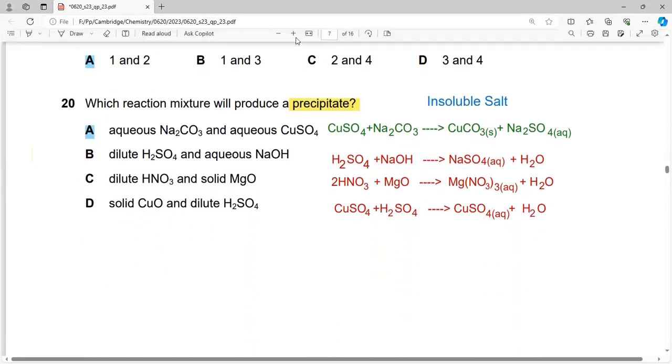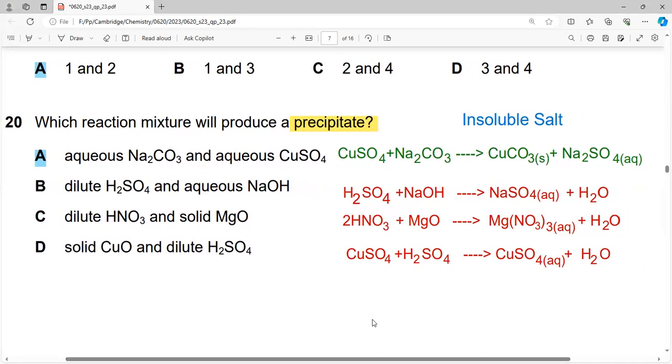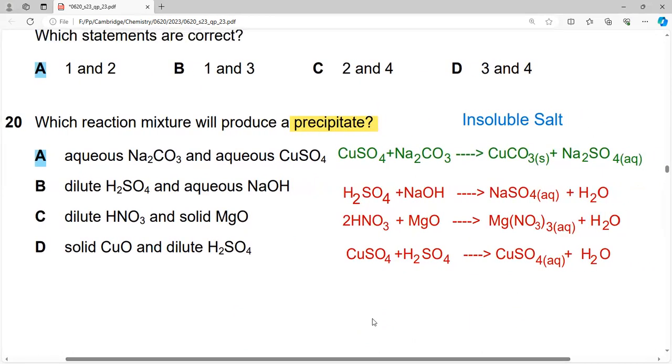We're going to move to question number 20. Which reaction mixture will produce a precipitate? A precipitate means an insoluble salt. For example, when aqueous sodium carbonate reacts with aqueous copper sulfate, both are soluble in water, but they produce copper carbonate, which is an insoluble salt, producing a precipitate. Sodium sulfate is soluble, so we can filter and separate the copper carbonate from the sodium sulfate solution. So A is our correct option.